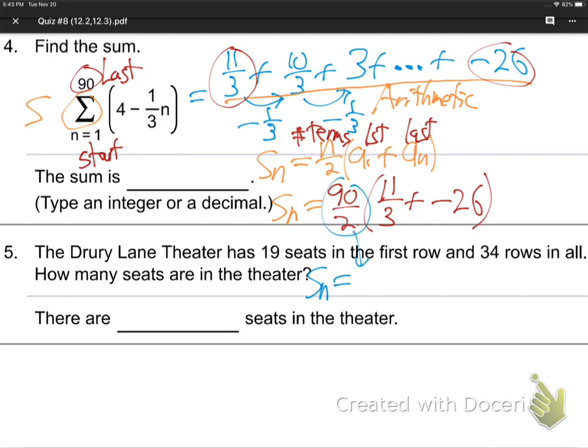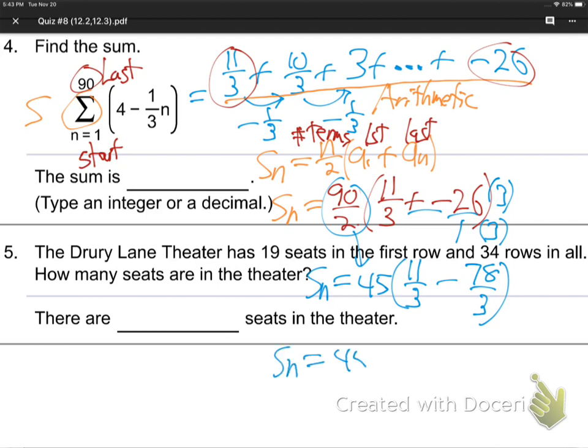90 over 2 is 45. 11 thirds plus a minus. This is going to be minus. Put this over 1. Multiply top and bottom by 3. 3 times 26, 60 and 18, 78 thirds. And so subtract those. It's 11 thirds, so it'd be minus, what's that? 67 thirds.